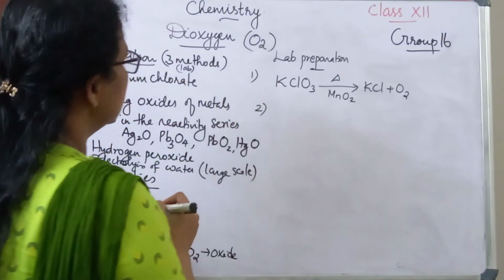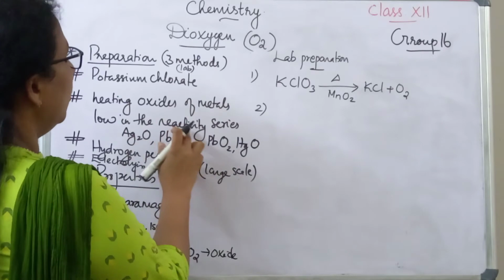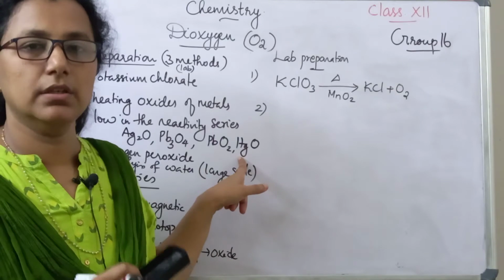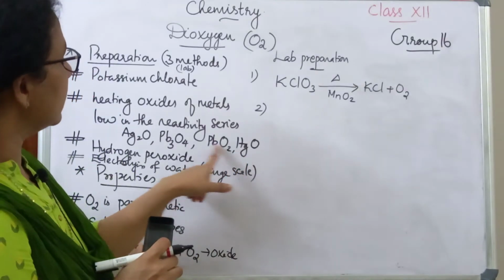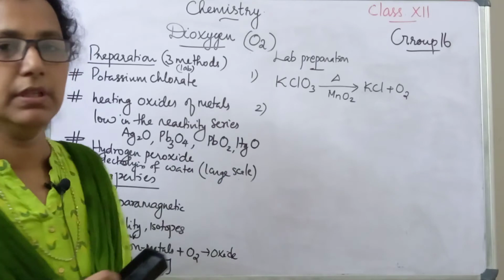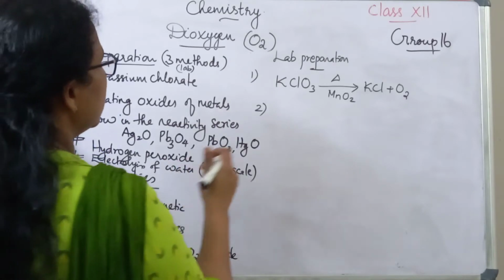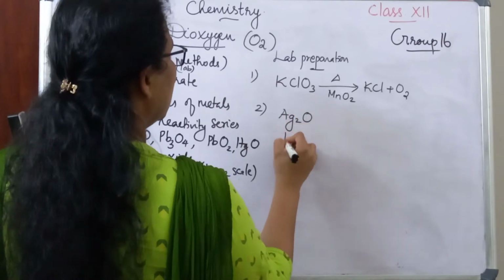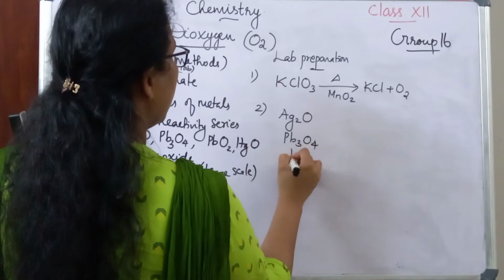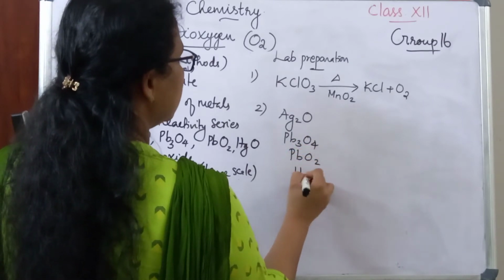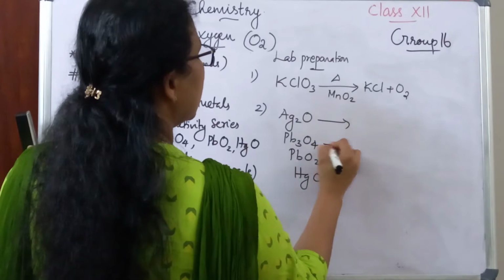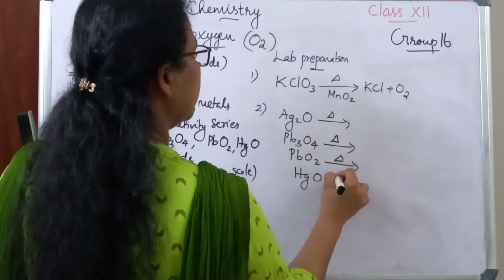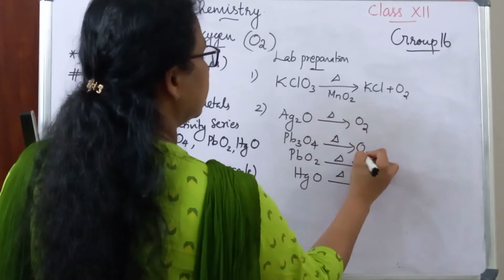Then the second method is heating oxides of metals low in the reactivity series. Silver, lead, mercury are low reactive, so the oxides of those metals can be used for the preparation of oxygen. On heating these oxides, Ag2O, Pb3O4, PbO2, HgO, we will get oxygen.